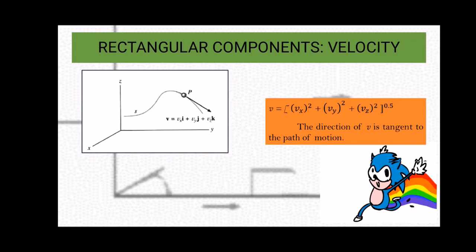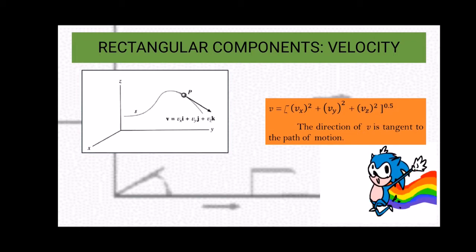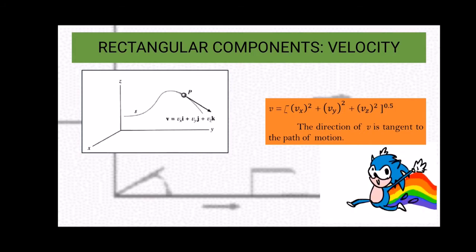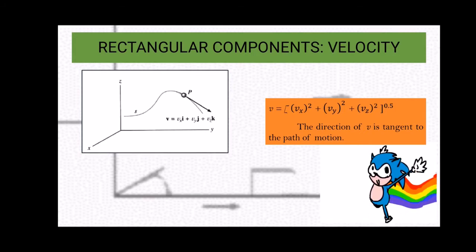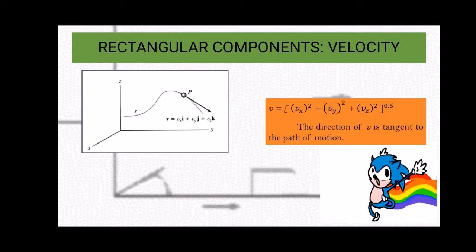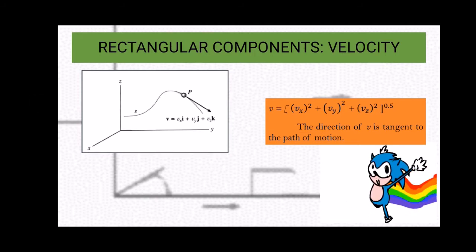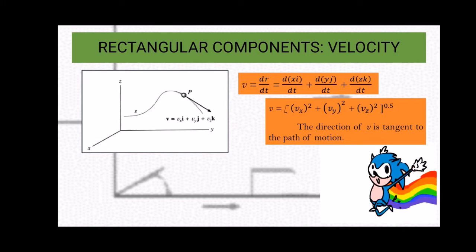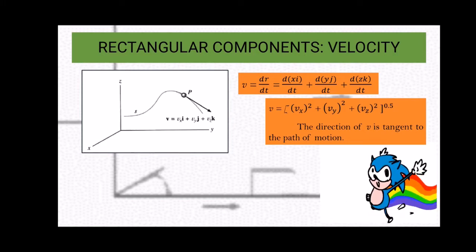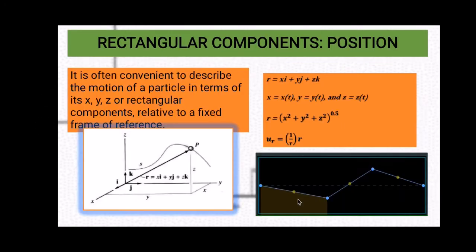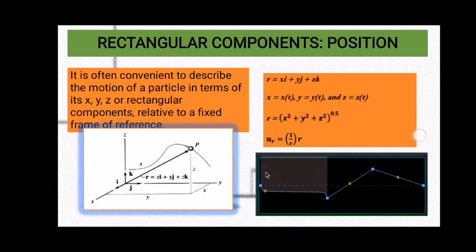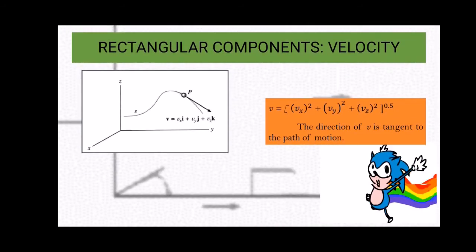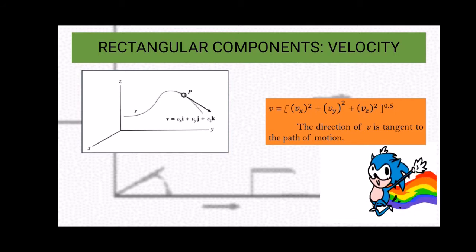Next, we have the rectangular components of velocity. The velocity vector is the time derivative of the position vector, or v is equal to v sub x.